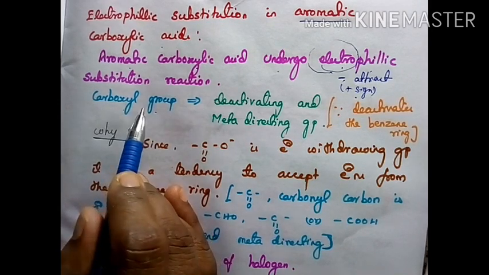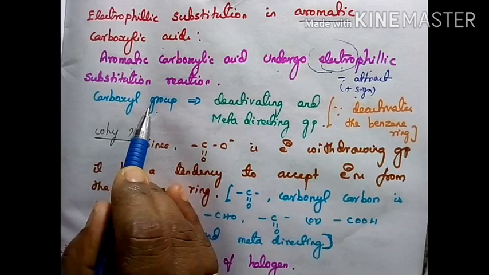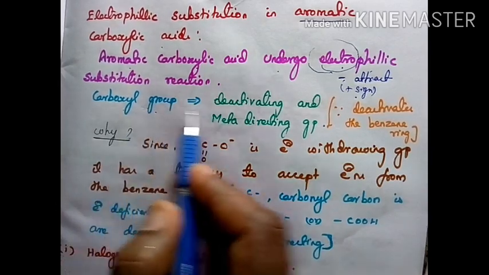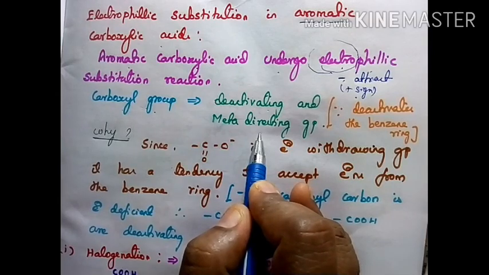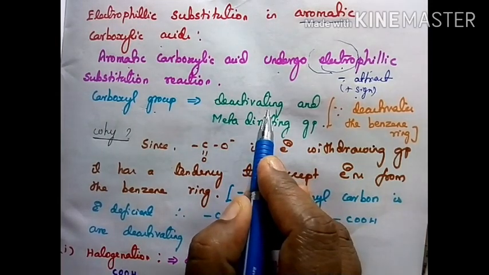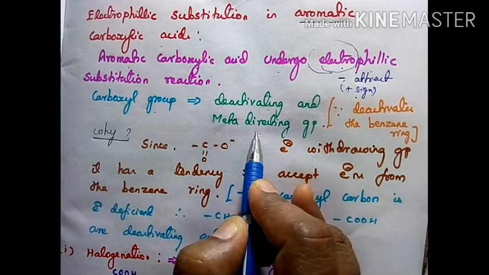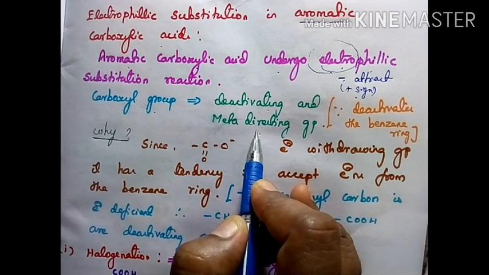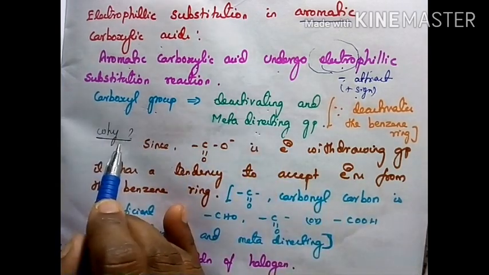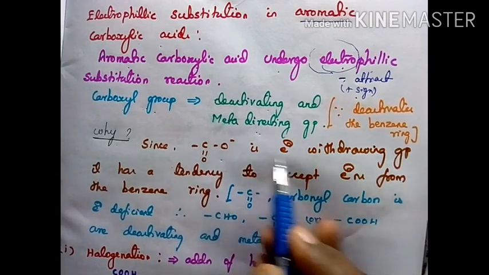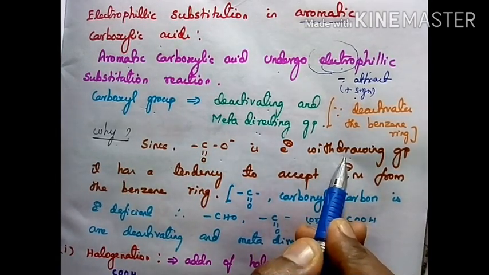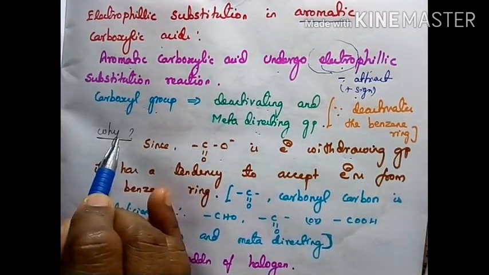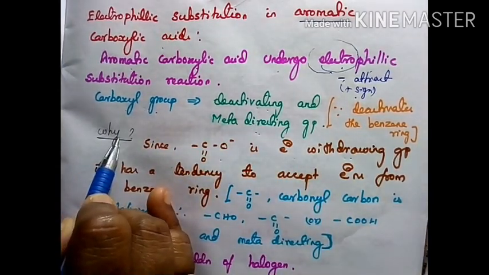The benzene ring carries which group? Carboxyl group. The carboxyl group is a deactivating and meta-directing group. It deactivates the benzene ring, therefore it is meta-directing. Why is this carboxyl group electron withdrawing? It is electron withdrawing, so it deactivates. Why is it a deactivating group?